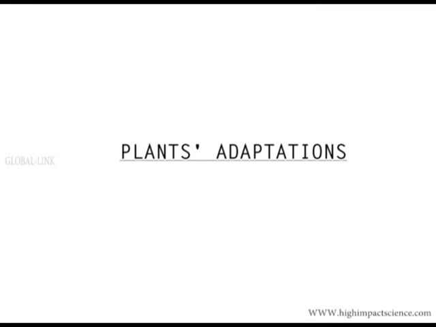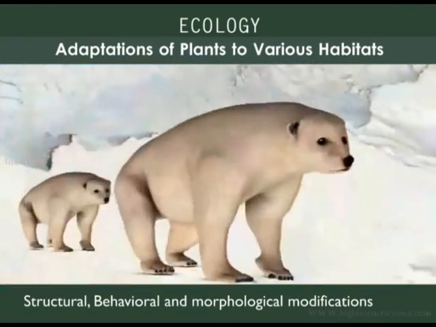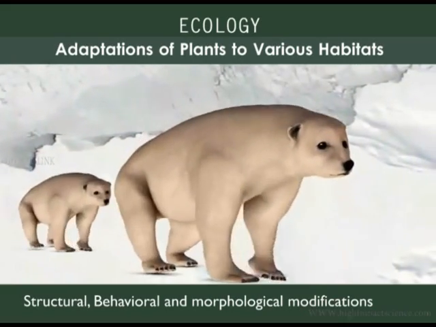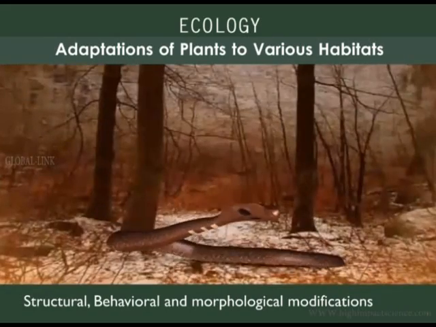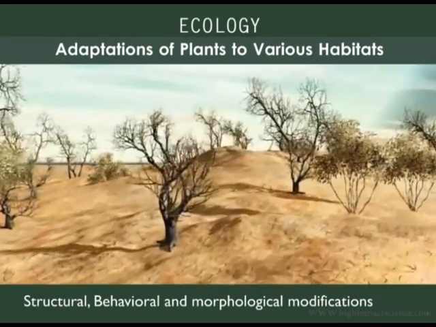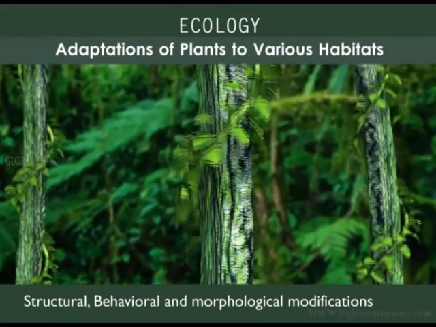Next, we look at adaptations of plants to various habitats. An adaptation is a physiological and structural modification in an organism that increases its chances of survival in a specific environment. Plants possess different adaptations based on their habitat. There are 4 main groups of plants.